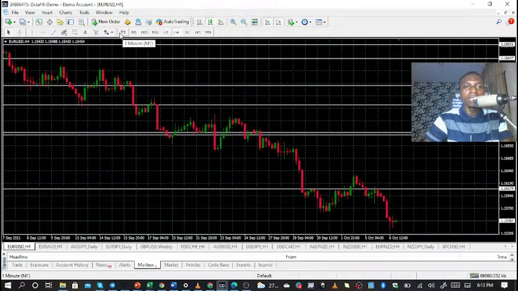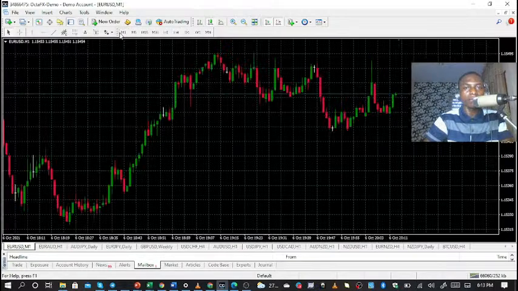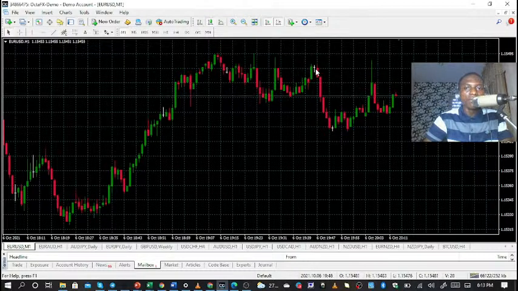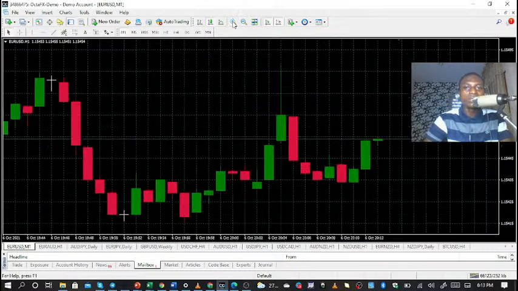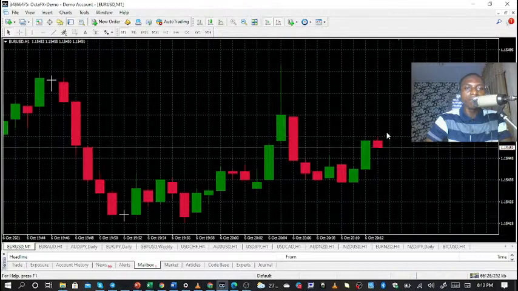This M1 is 1 minute, right? So you can see that in this 1 minute time frame, each of these candles is formed in 1 minute. That's after 60 seconds. Each of these candles is formed after 60 seconds.